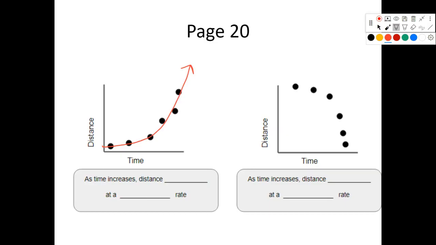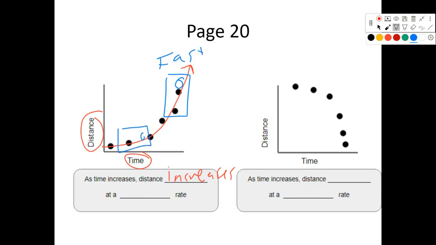Okay, as time increases, distance, so as time goes up, distance is going up, so it increases. That says increases, people, sorry. At a, okay, marble trick. Imagine you put a marble right here on this part of the line. It's really steep, so it's going to go downhill really fast. And imagine you repeated that, but you started the marble right here. It's going to go downhill real slow.